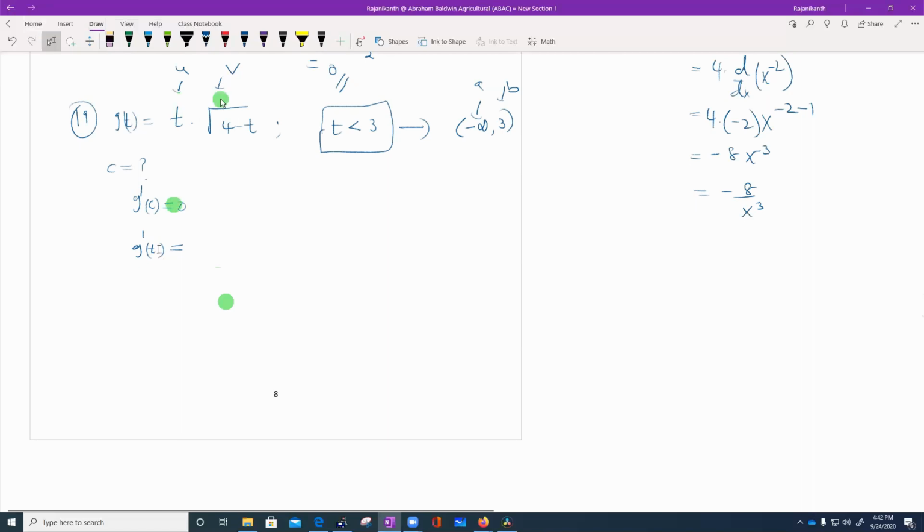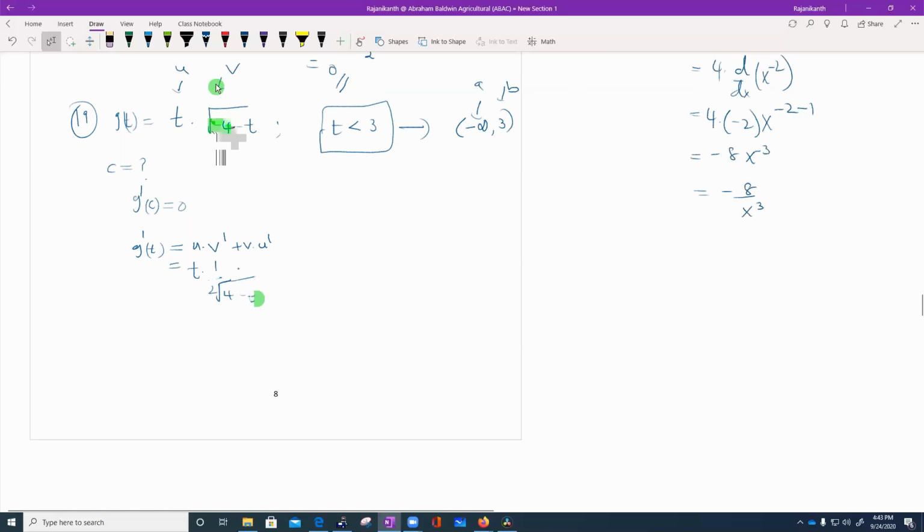If this is u and this is v, the product rule says what? u times v prime plus v times u prime. Okay, u is t. My v is the square root of 4 minus t. The derivative of a square root function is always going to be 1 over 2 square root of everything.